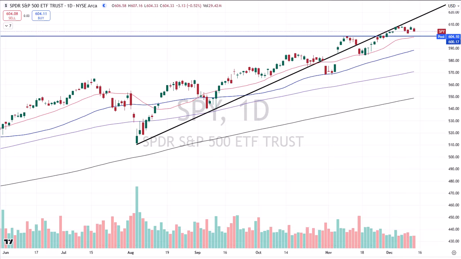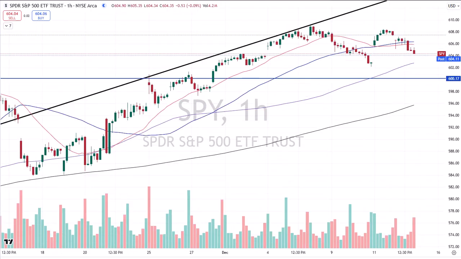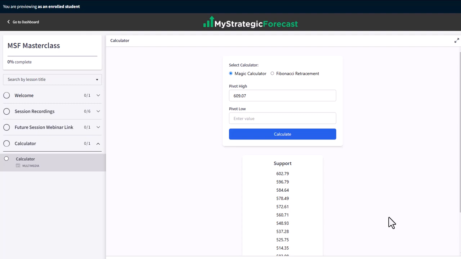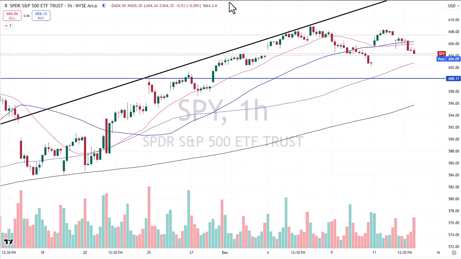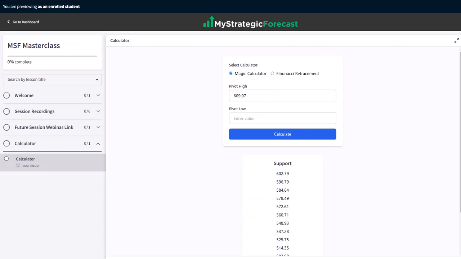We're going to do a little intermission real quick, but I think you'll appreciate this one. Just going to flip over to an hourly chart real quick. Then I'm going to show you the Automagical Calculator, aka Magic Calculator. Pivot high, 609.07. And what you'll notice is the pivot high over here is exactly 609.07. So what I've done is I've taken the recent pivot high, and we're going to just take the recent numbers in the sequence that come in the support line.